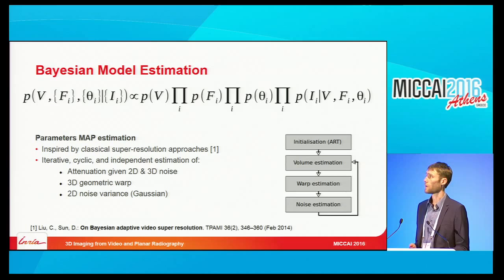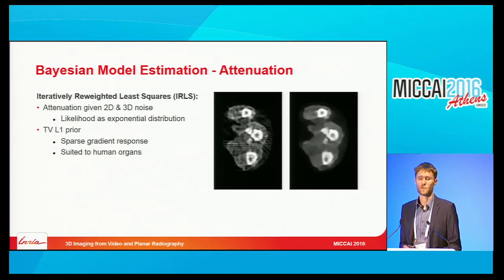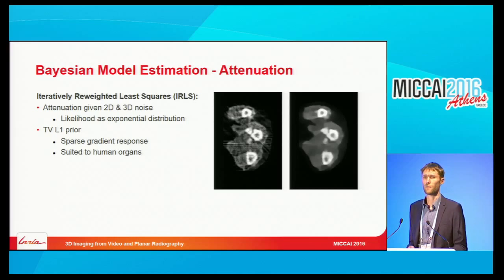So as for the actual volume estimation, we use iteratively reweighted least squares with a TVL1 prior. The idea is that while the TVL1 favors homogeneous areas with sparse gradient responses, which is fairly well suited to animal tissues. And you can see an example here.